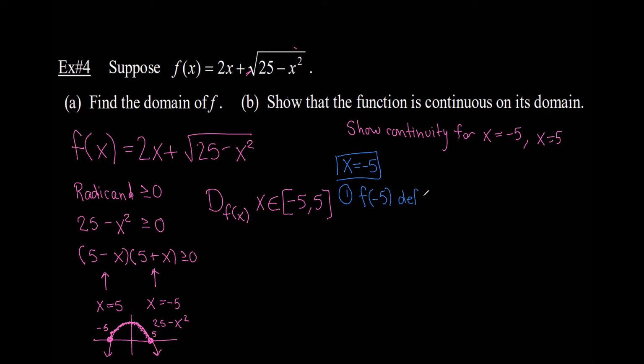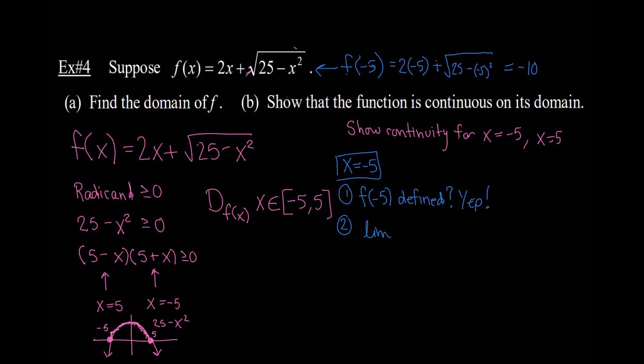First thing we're going to look at is: is f of negative 5 defined? Well, yeah. If I plug negative 5 into this function, I'm going to get 2 times negative 5 plus the square root of 25 minus negative 5 squared. That will give me negative 10. So yeah, it's defined.